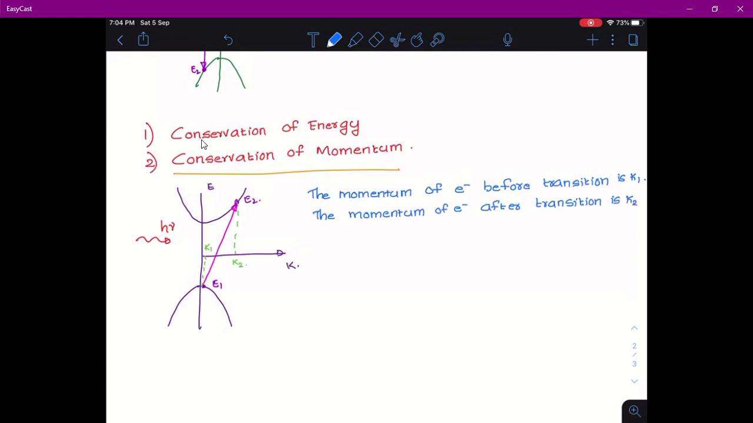So will the light have a momentum? Will the photon have a momentum? It has. So the momentum of the photon is, let's say, K ph.